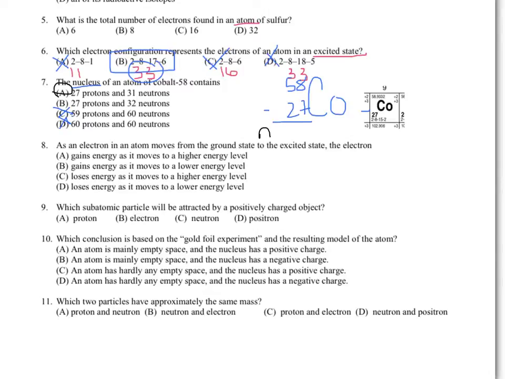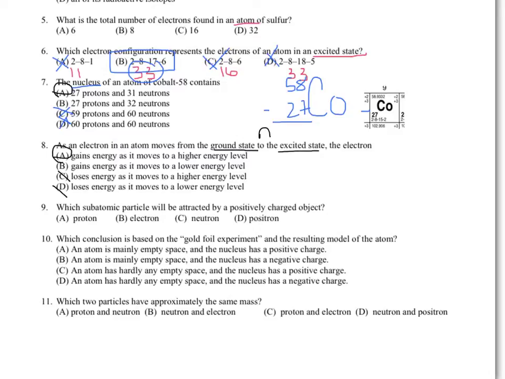The next question asks about when an electron moves from the ground state to the excited state. To move from the ground state to the excited state, they have to move from a lower energy level to a higher energy level when they gain energy. So you have to gain energy to become excited, and you're moving to a higher energy level.